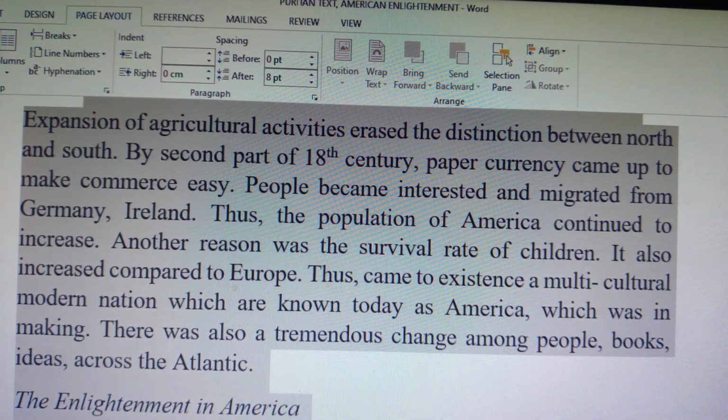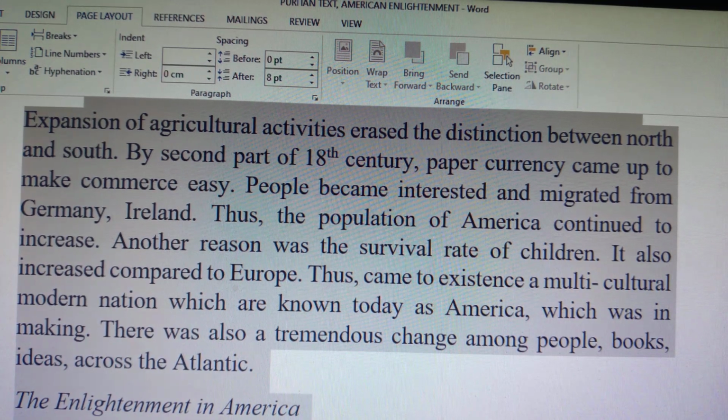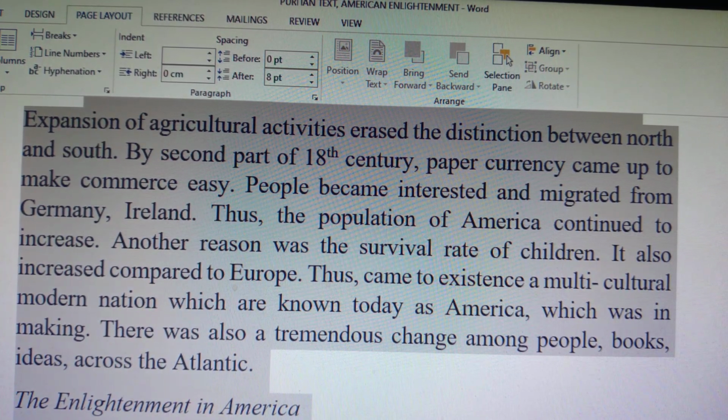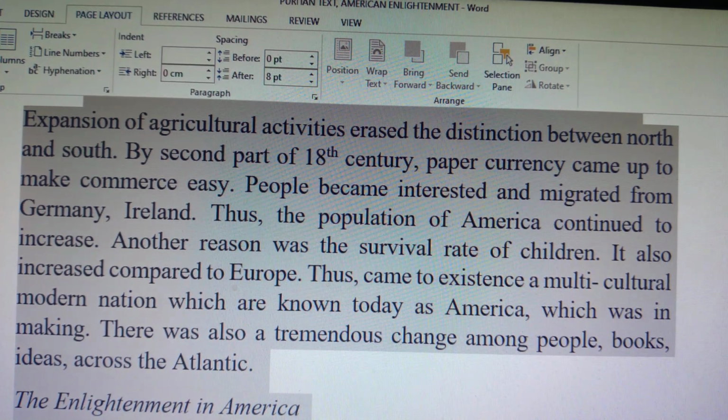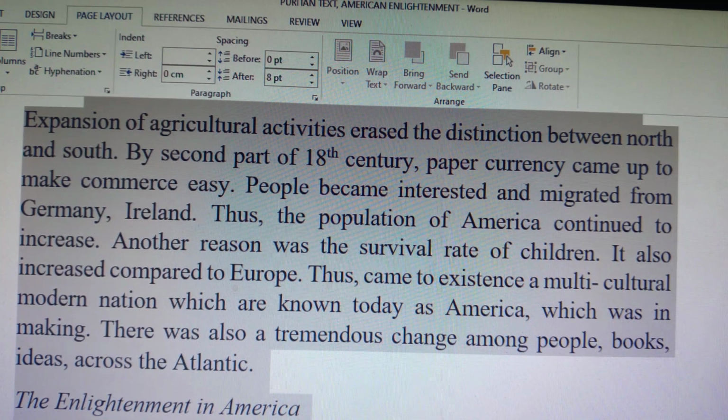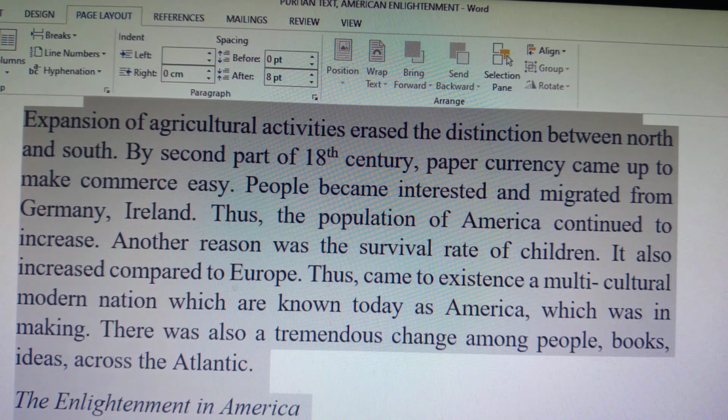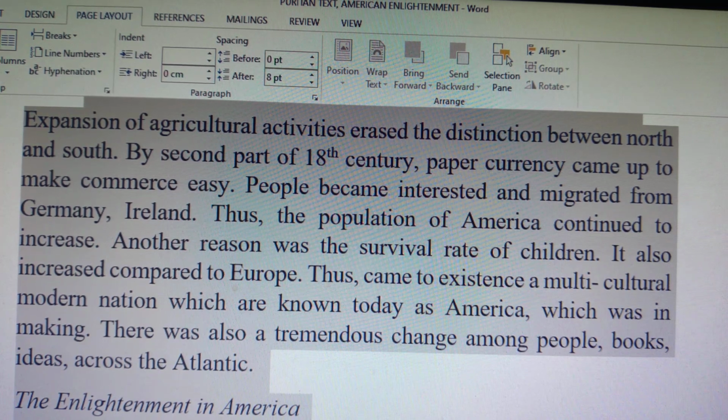Another reason was the survival rate of children. Automatically medical facility was increasing. When medical facility was increasing, it is very normal that people will survive, babies will survive, because medical facility is good. So children were also surviving. When children were surviving, automatically the population was growing from one child to another family, from that family to another family. This way the population goes on in the earth also. Okay, so this is the main reason that population was increasing in such a way that it was becoming more and more in comparison to Europe also. Thus came into existence a multicultural modern nation which is known today as America.